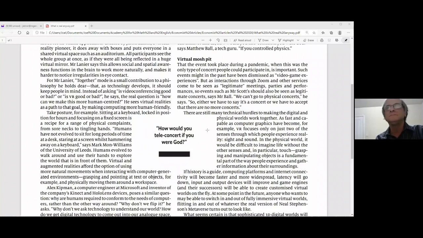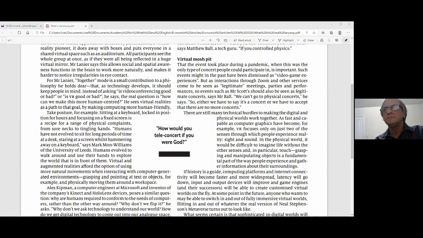There are still many technical hurdles to making the digital and physical worlds work together. As fast and capable as computer graphics have become, for example, VR focuses on just two of the senses through which people experience reality: sight and sound.